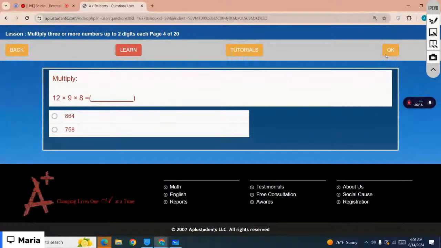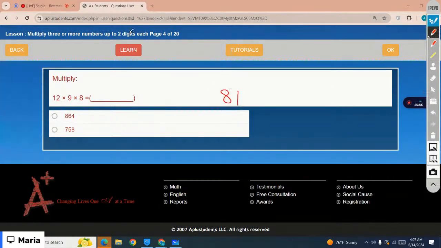The next one is 12 times 9 times 8. So which is the correct option? The correct option is, 12 times 9 is... sorry, 12 times 9 is 108. 108 times 8 is 864. Number 1 is the correct option. Very good.